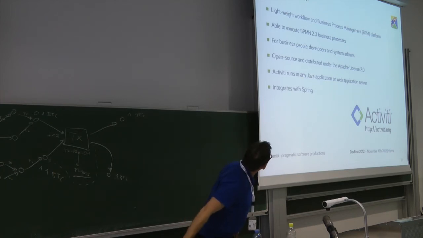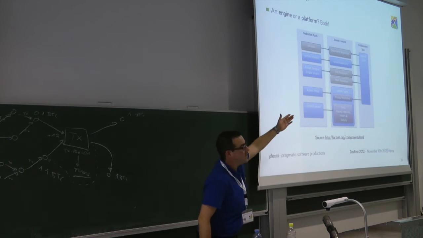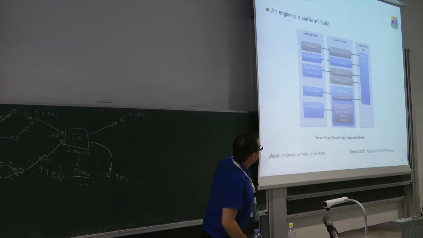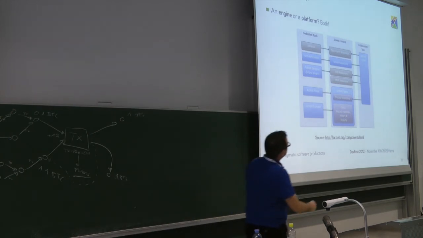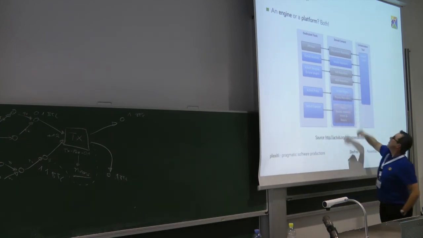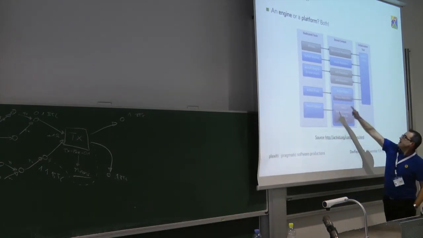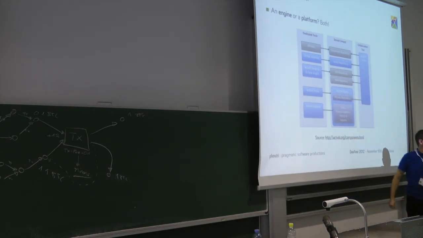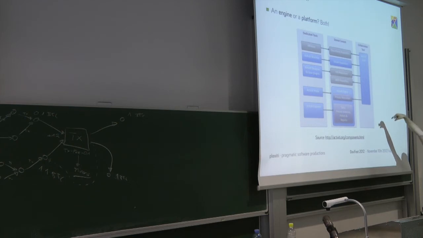That's the URL. And so, an engine or a platform, okay? And it's both. Why? Because this is the engine that you can embed in your Java application. But as we said before, it's also a platform because it wants to bring collaboration between different participants of the project. So business analysts shouldn't need to know Java and develop in Java or look at XML files, and that's why you will need a collaboration application.